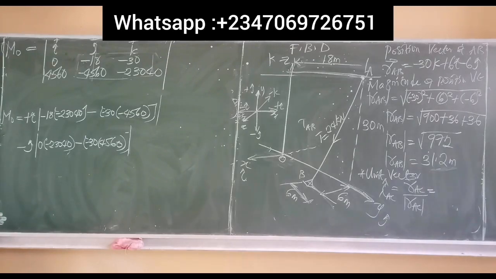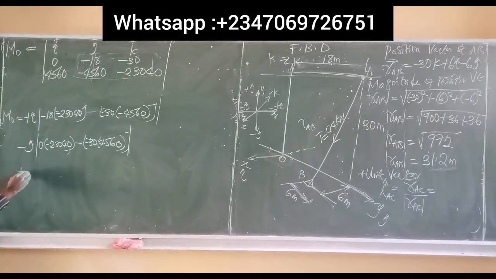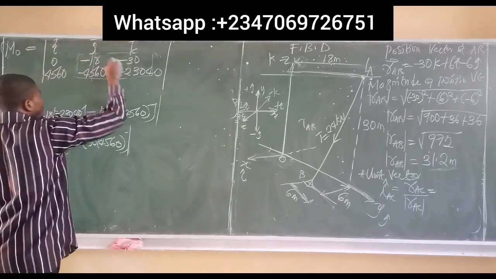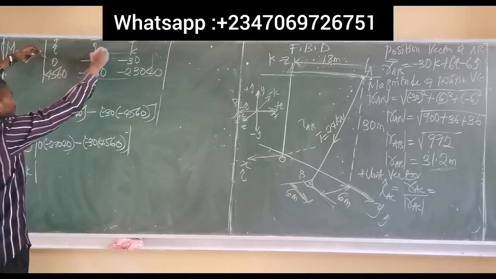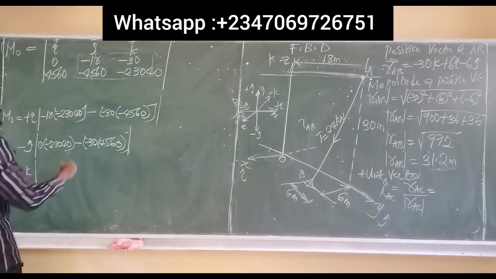Finally, for K, K is positive. Remember, plus minus plus, K is positive. So you have plus K. You form your determinant bar. Once again, you are now blocking this row and this column. So you're only left with what? These two terms, 0 minus 18, 4560 and minus 4560.